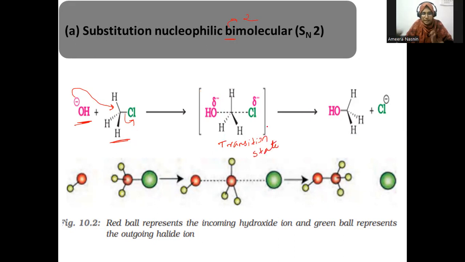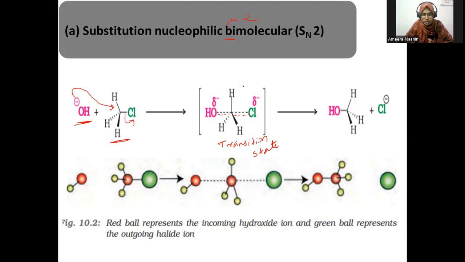It's a really high energy state. We cannot separate this out of the reaction mixture or anything. Here, in this particular case, this bond is getting formed between the upcoming nucleophile, and this bond between the carbon and the leaving group, carbon and our halogen, is getting broken.